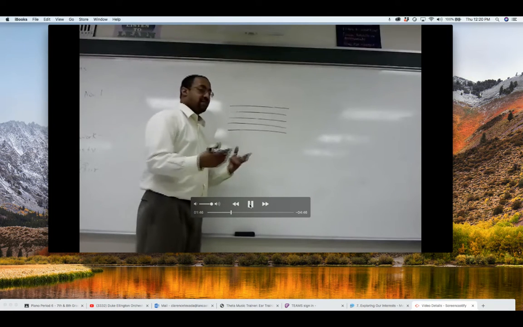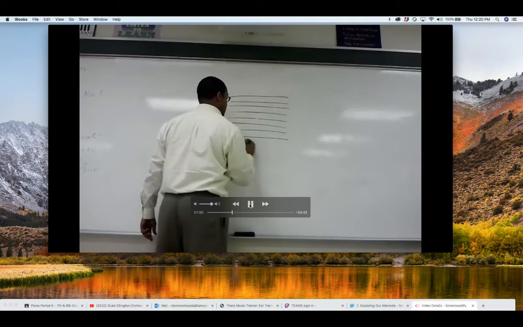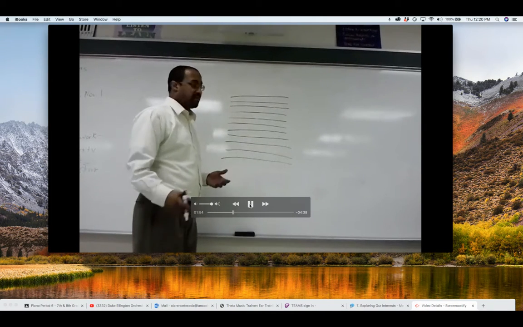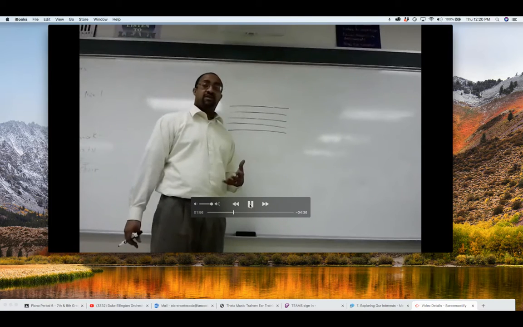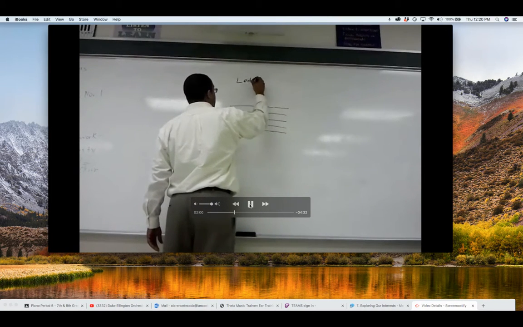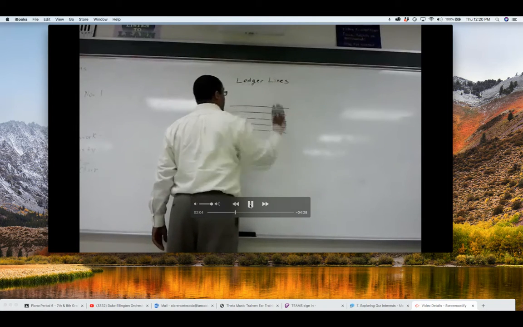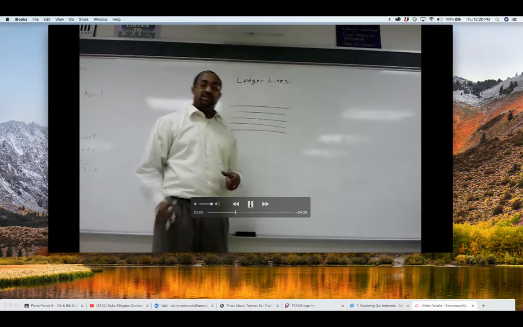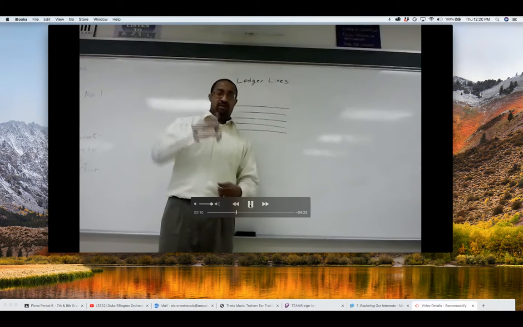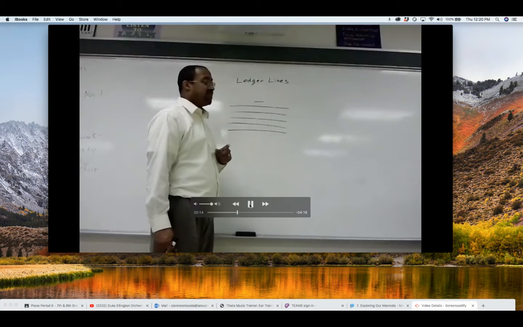Now, we have something else that extends the staff to make it longer. So instead of having a bunch of lines like this, that would look confusing. We have something called ledger lines. Ledger lines are short lines that extend the staff longer. For example, that's a short line.